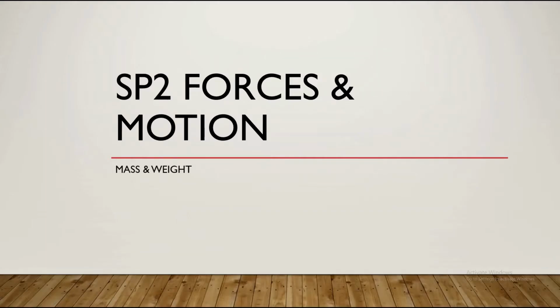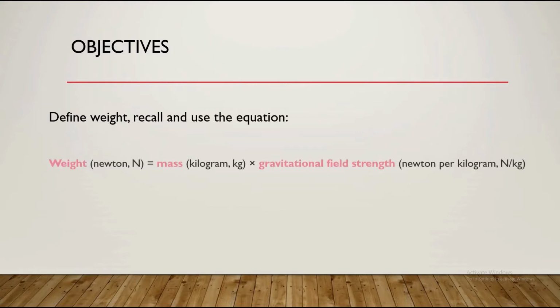This week in the Forces and Motion topic, we'll be looking at mass and weight. So the objectives for the lesson: define weight, recall and use the equation that weight, which is a force measured in newtons, is equal to the mass of an object, which is the amount of stuff the object's made of, which is measured in kilograms, multiplied by the gravitational field strength.